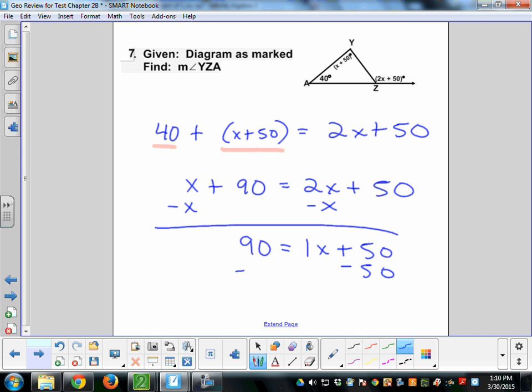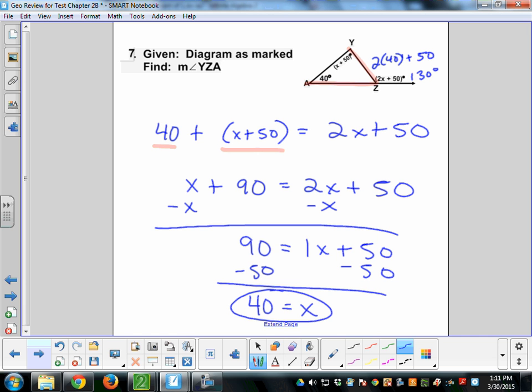Then subtract 50. So it looks like x equals 40. Now, it didn't ask me for x, it asked me for angle YZA, which is actually on the inside. So if I do 2 times 40 plus the 50, so that's 80 plus 50, that's 130. That outside angle is 130. That makes that 50.